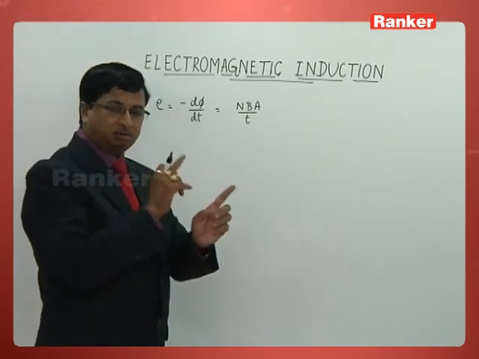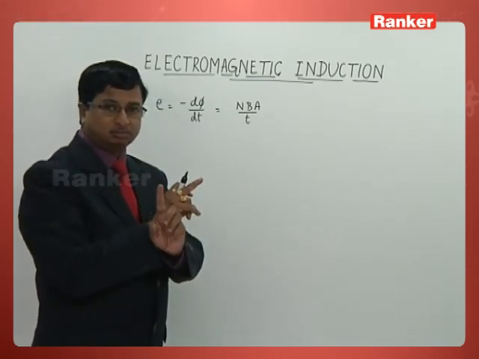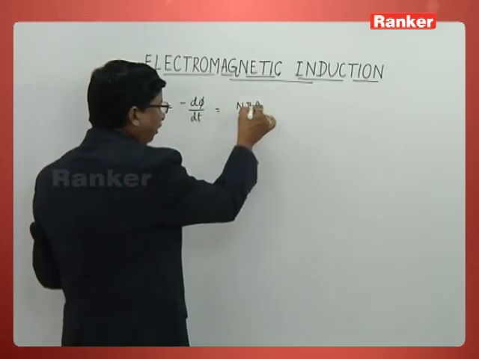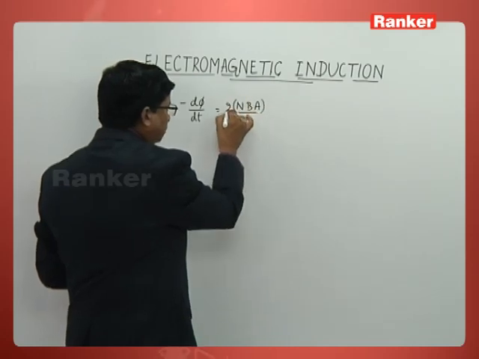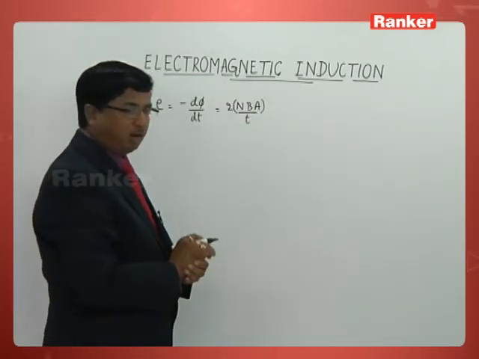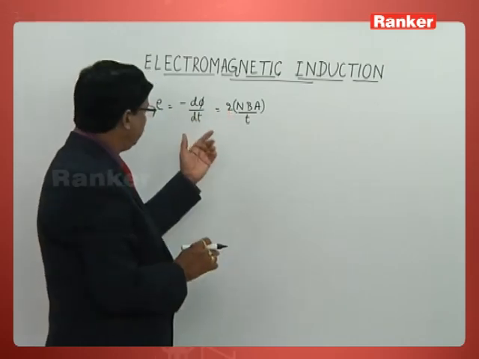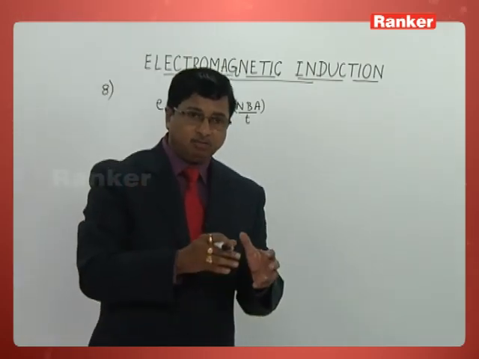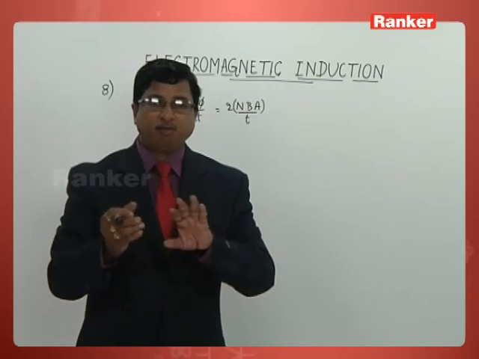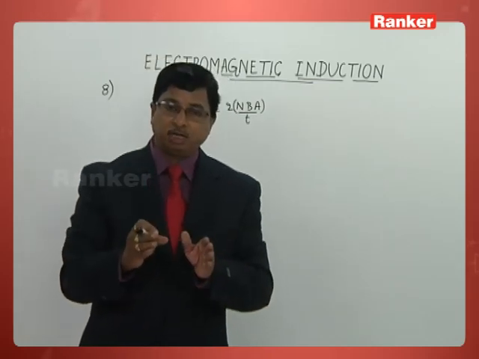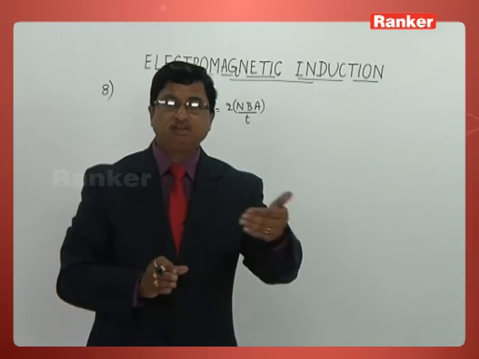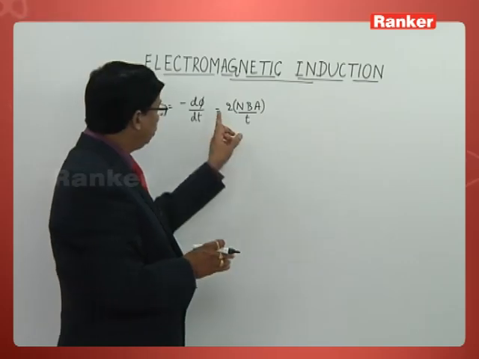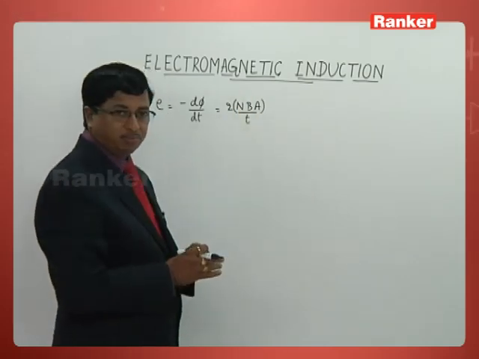But when it is reversed totally or rotated by 180 degrees, this phi is to be taken as twice BA, therefore this becomes 2 times. And automatically that negative sign becomes positive, because if I take the final flux as minus phi and the initial flux as plus phi, final minus initial becomes minus 2 phi, and that minus of minus becomes plus. So automatically it becomes positive over here, twice NBA by T.